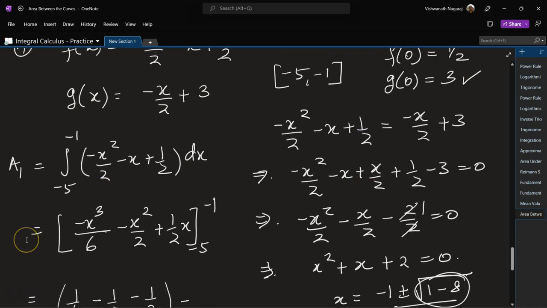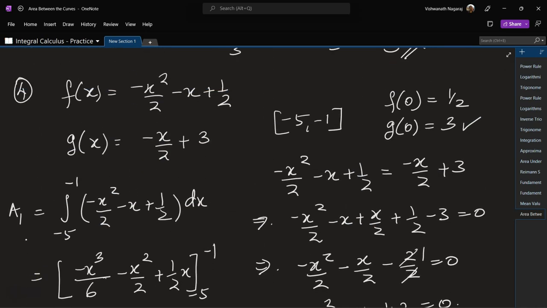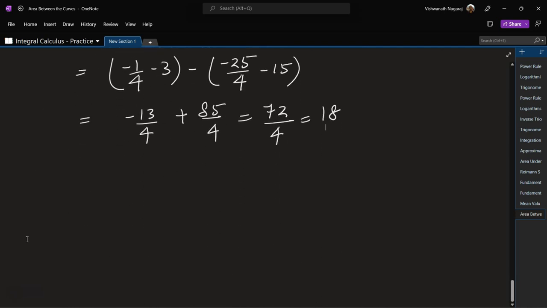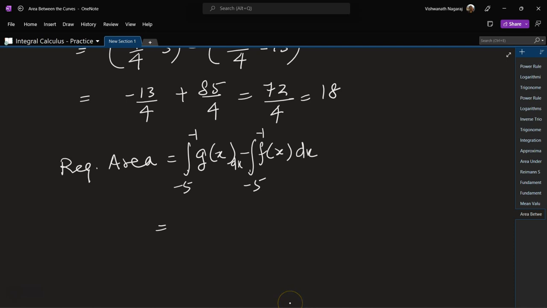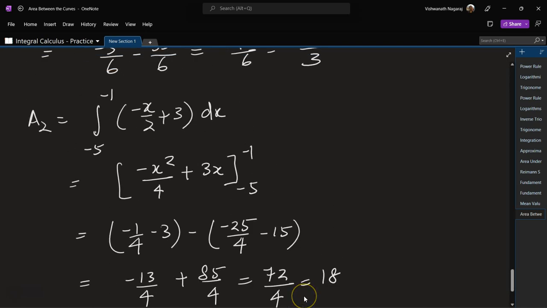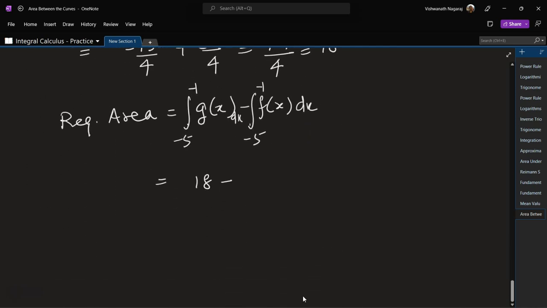Now remember here, g is greater. So the required area would be the integral from minus 5 to minus 1 of g of x minus f of x dx, which is equal to 18 minus minus 20 by 3.